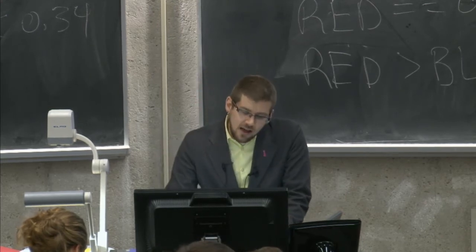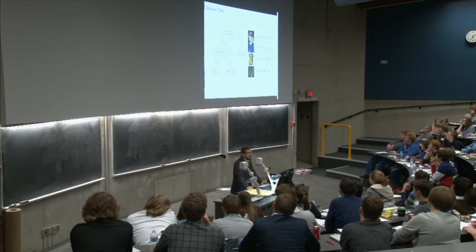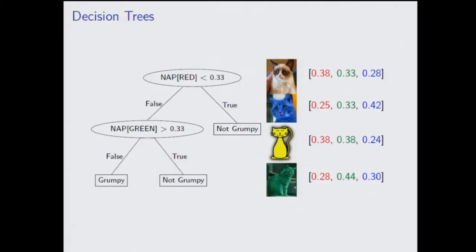So here's the thing. Any image that I can get a nap for, I can put through this tree, and I can get an answer, right? It doesn't matter. And I can put a new unseen cat that I have not seen before through this, and I can see what it thinks. Anybody tell me what the green cat ends up as? Not grumpy. So first question is about red. Is it less than 0.33? This new dude's red is only 0.28, so that's true. So he's not grumpy. This tree says he's not grumpy. Maybe he is. I don't know this cat, right?